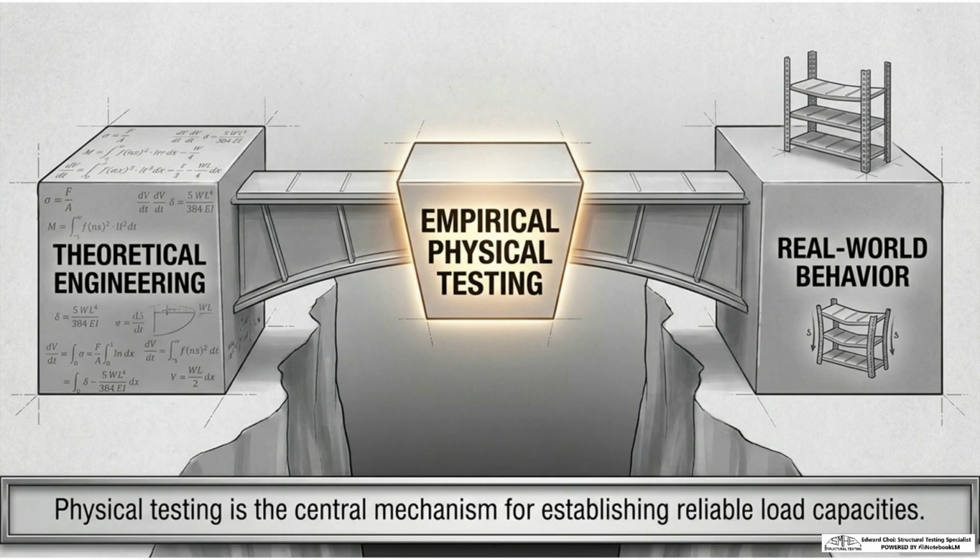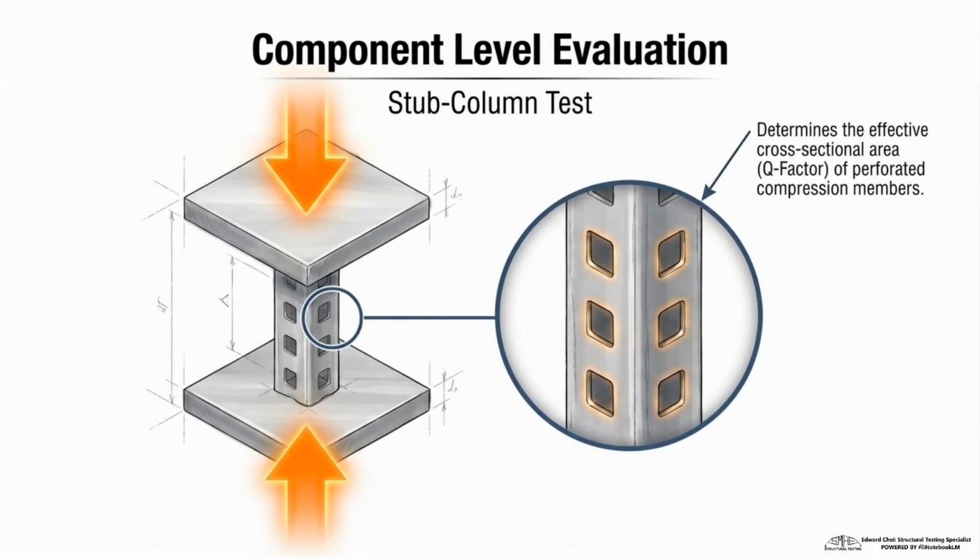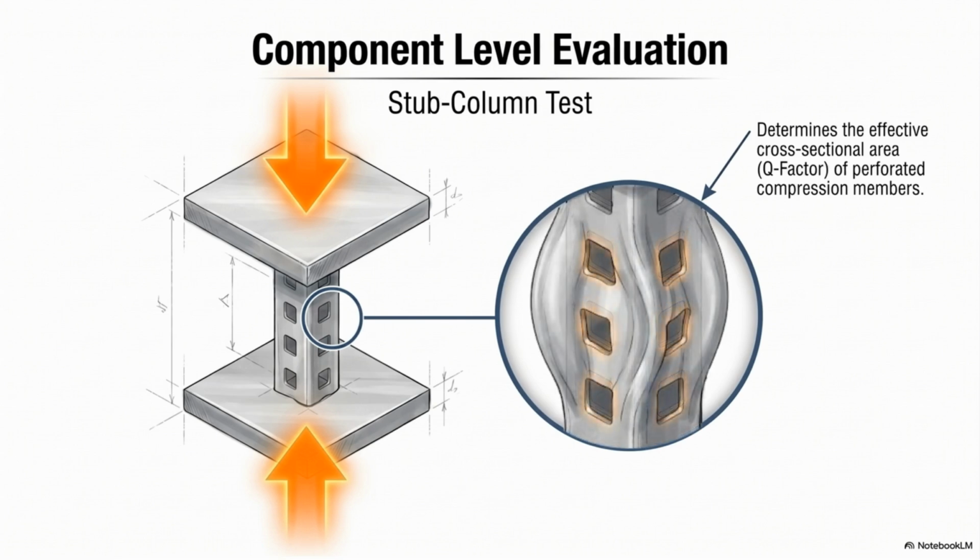Empirical testing is what bridges theoretical design and real-world behavior. It establishes how a system actually performs under load, rather than how it is assumed to behave analytically. The standard addresses this at two levels. At the component level, stub column testing evaluates perforated compression members and determines the effective cross-sectional area, the Q factor. Perforations fundamentally change section behavior, and testing quantifies that reduction.